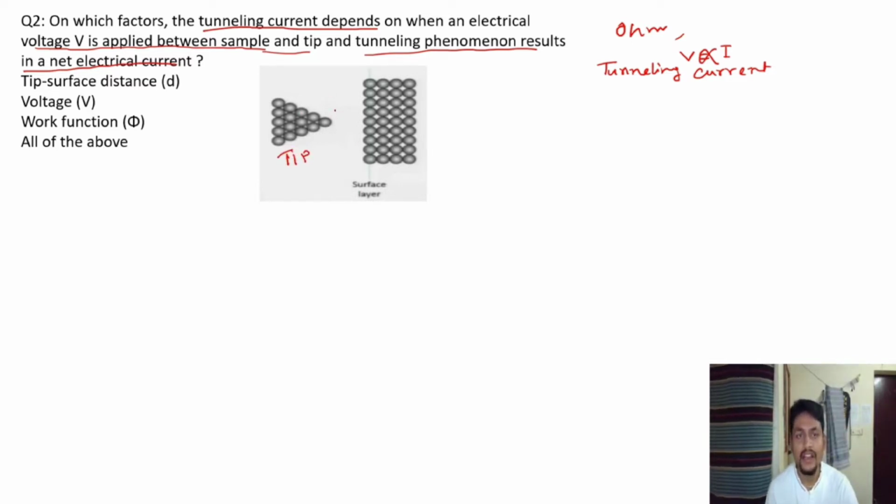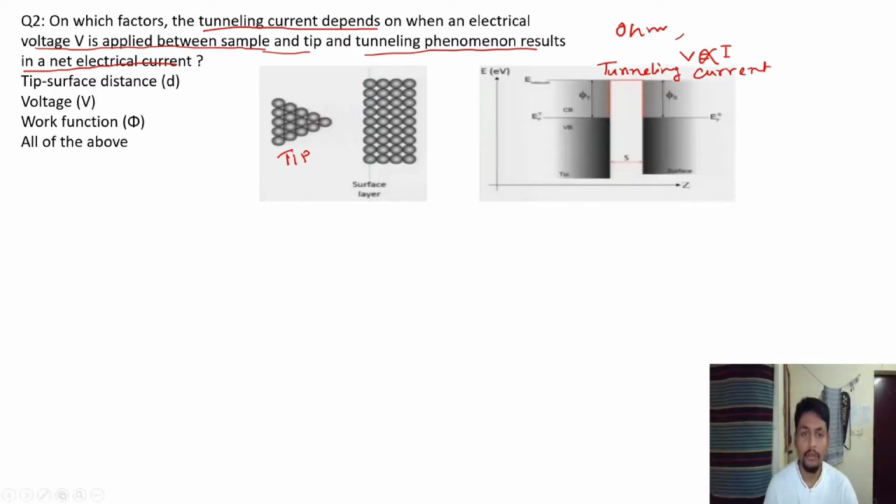Classically, it should not move. One electron should not move from tip to the surface or from surface to the tip. But as electrons have a quantum mechanical nature, it will tunnel, and similarly we will get a tunneling current. So if we draw the potential versus distance diagram, let's say this is the tip and this is the surface.